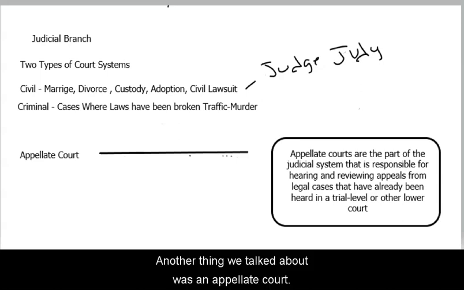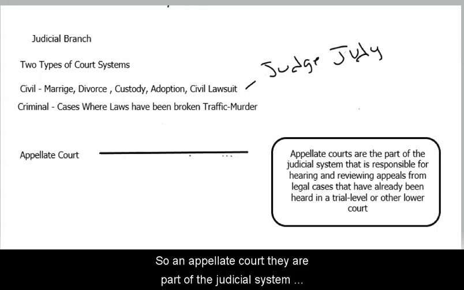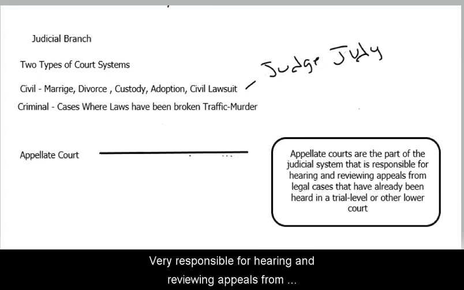Okay. Another thing we talked about was an appellate court. An appellate court is part of the judicial system that is kind of in between both criminal and civil, and their main role is they're responsible for hearing and reviewing appeals from those legal cases, whether from the defense or the prosecution. What they do is review appeals where maybe that case was handled incorrectly, or if people don't agree with that decision, they can appeal it, hoping to get that case heard again.